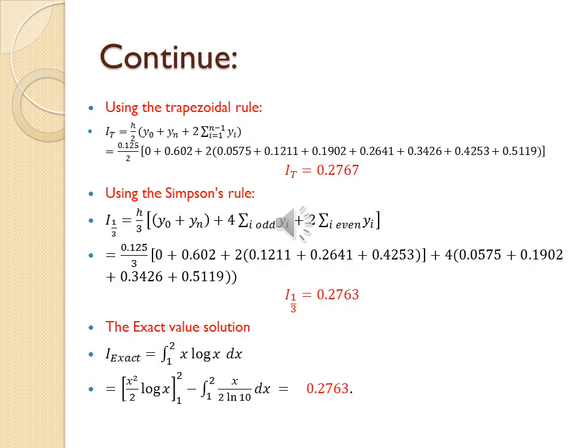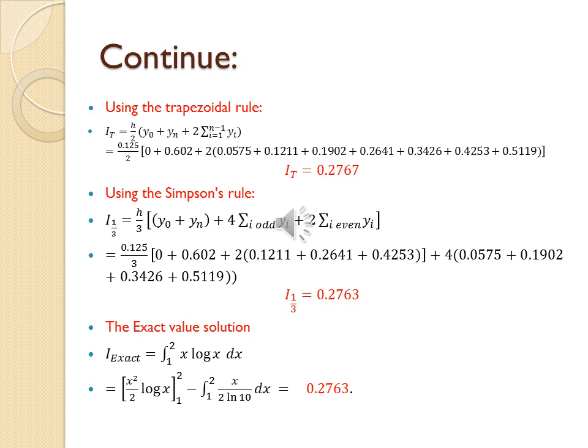From the table we can calculate the integration by the trapezoidal rule, and also integration by Simpson's rule. And if we substitute, I trapezoidal is equal to 0.2767, I third equal to 0.2763.